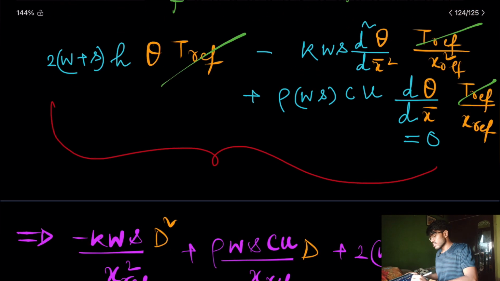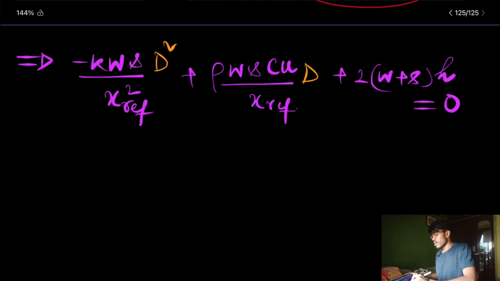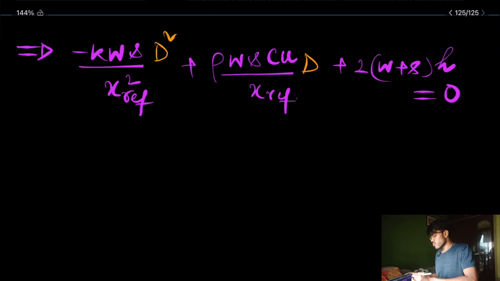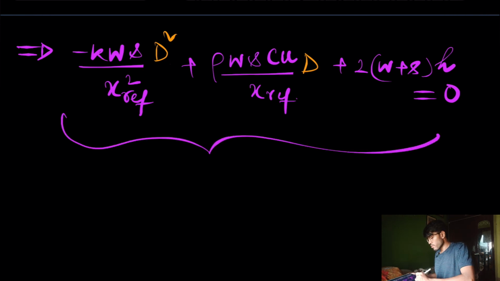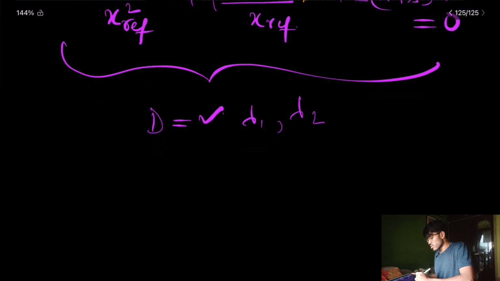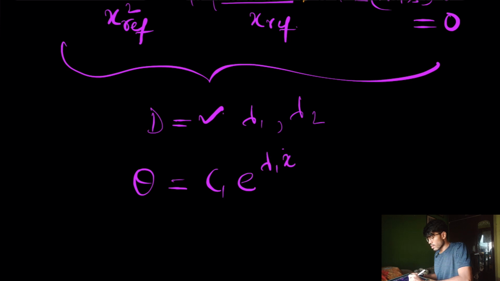Okay, and you see there is no constant here, so the particular integral will be 0. So from this equation you can find the d. So maybe my d is lambda 1 comma lambda 2. So your solution for theta will be c1 e to the power lambda 1 x bar plus c2 e to the power lambda 2 x bar.